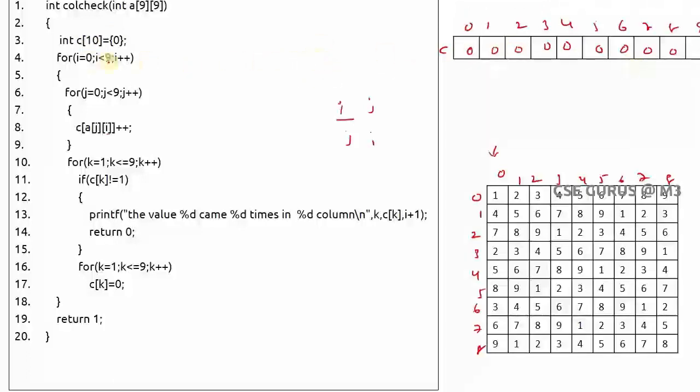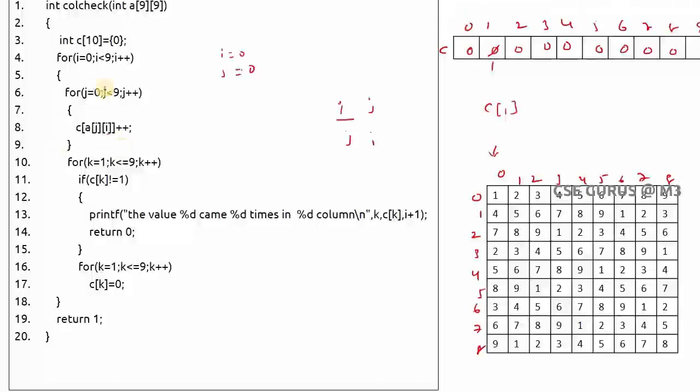Everything is 0 initialization. For i equals 0, for j equals 0, that means initial i 0, j 0. Next, what is c of a of ji? Of course a of 0 0. What is a of 0 0? 1. So c of 1. What is c of 1? Previously it is 0, now it will become incremented by 1.